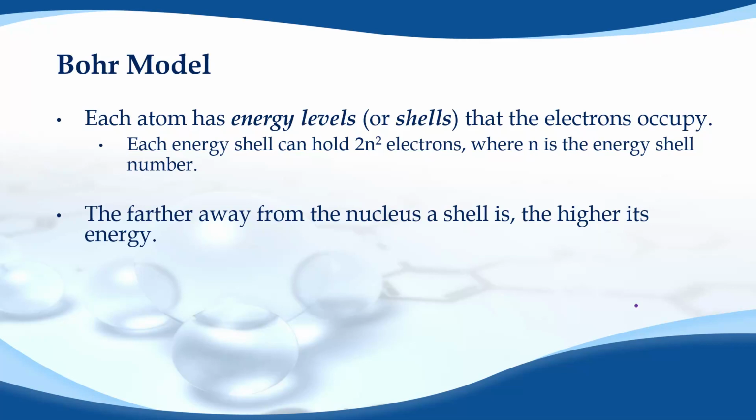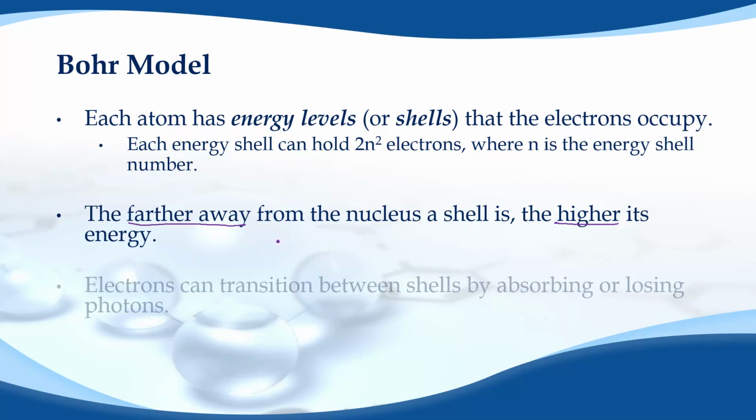Now, the farther away an energy shell is from the nucleus, the higher the energy of the electron. Right? So higher energy electrons are allowed to be farther away from the nucleus than lower energy electrons. They're not caught by the positive charge of the nucleus as much. And to transfer from a lower shell to a higher shell, or from a higher shell to a lower shell, an electron has to gain or lose a very specific amount of energy, and that energy is equal to the energy difference between those two shells.